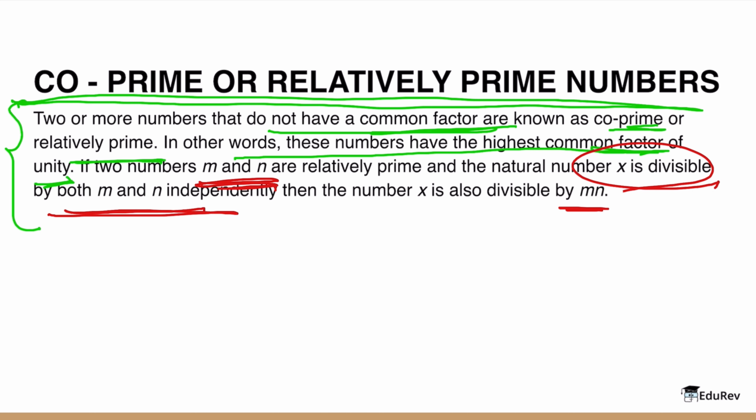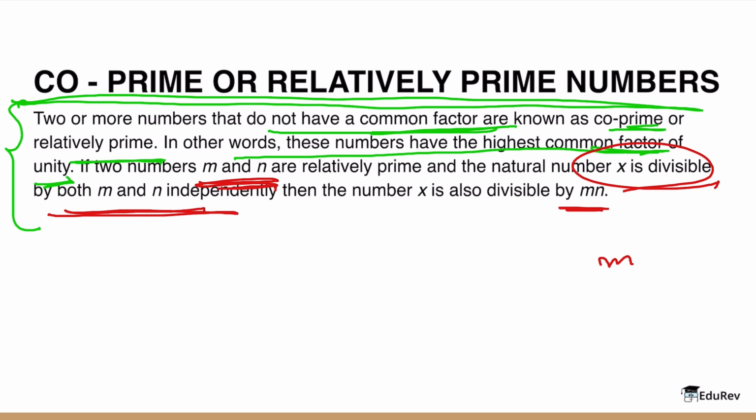If two numbers m and n are relatively prime, or co-prime, natural numbers, and the natural number x is divisible by both m and n independently, then x is also divisible by mn. That is true because x is divisible by m and x is also divisible by n. That means x is going to be divisible by the product mn. What they are saying is that m and n have to be relatively prime numbers, which do not have a common factor.